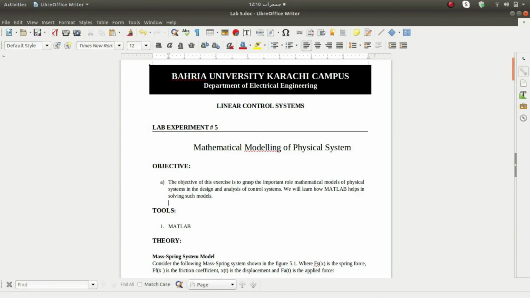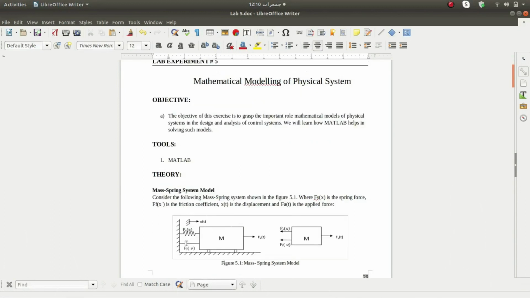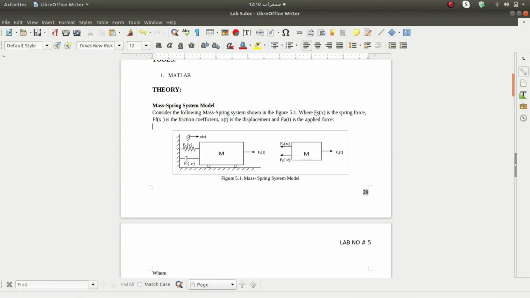So let's start with the example. We have here a mass spring system model. You can see in figure 5.1. Here a mass is attached to a spring. We have applied force Fa of t, which you can see in the right hand side direction.